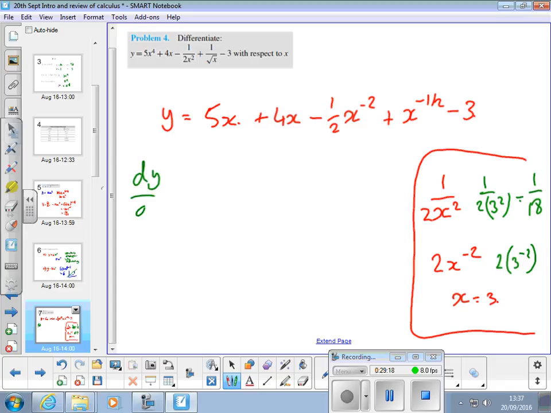dy by dx is equal to the differential of 5x, yeah, the x disappears, plus, oh hang on, that's 5x to the 4. Missed that off there, didn't I? So we're wrong. The differential of 5x to the 4, we've got to do, Curtis? Yeah, so 20x to the 3. What about the 4x? Becomes 4.